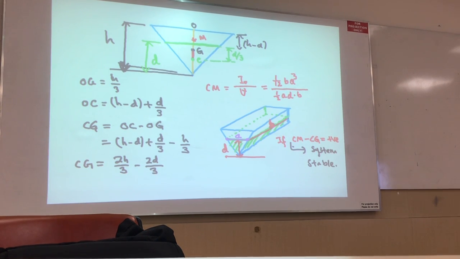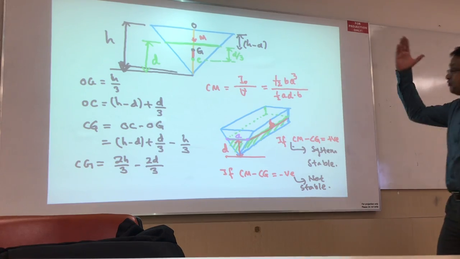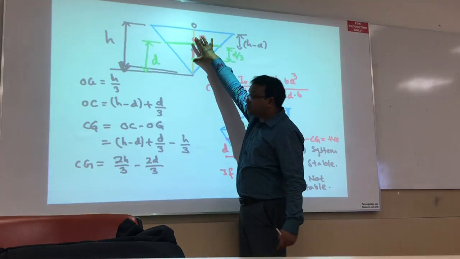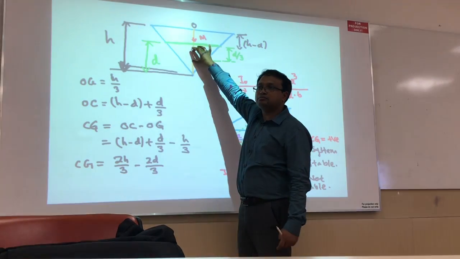Alright? Secondly, if left to right, CM minus CG is any negative value, so the system is not stable, right? Understand? Understand or not? You have to find the distance from here to here and distance from here to here.